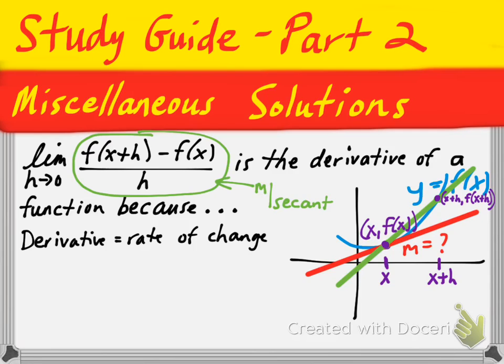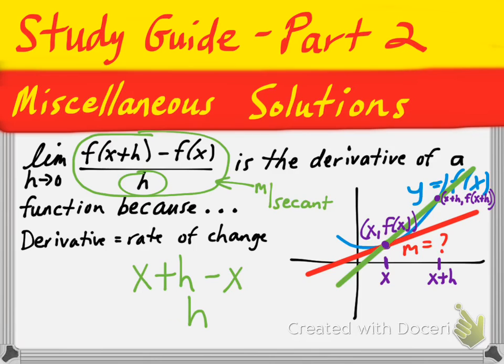That's the change in y, or I should say the difference in the y coordinates. And then the h down here is the difference in the x coordinates, which would be x plus h minus x, which is just equal to h. That's why we have just an h down there. So the difference in the y divided by the difference in the x.